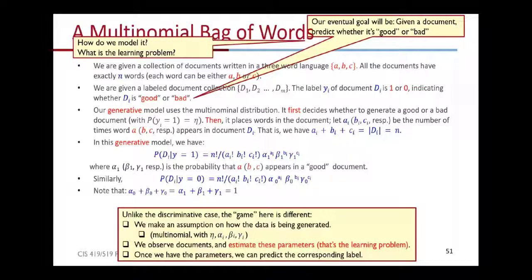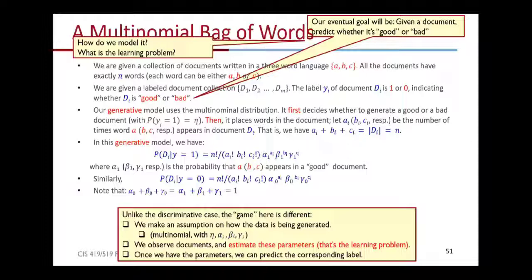And again, let's distinguish from the discriminative case, which is perhaps conceptually a little bit simpler. We make assumptions on how the data was generated, right? So we assume it's this multinomial distribution with 7 parameters in this case, right? So 1 for each word, alpha 1, 2, 0, 1, beta 0, 1, gamma 0, 1, and eta, which is the parameter at the root.